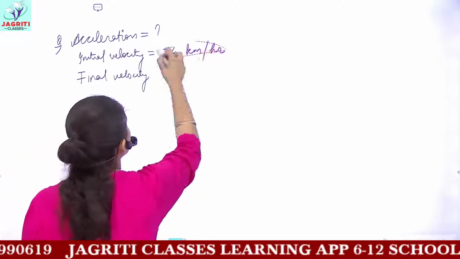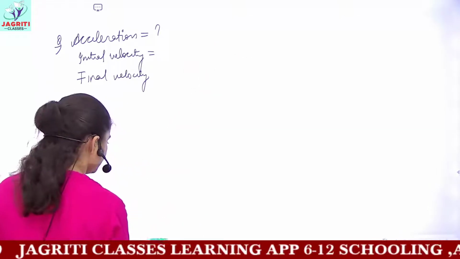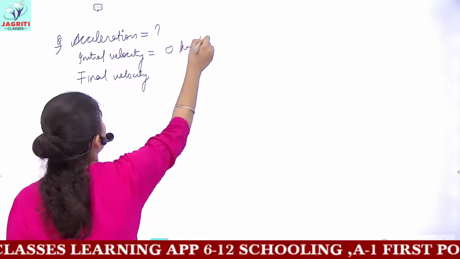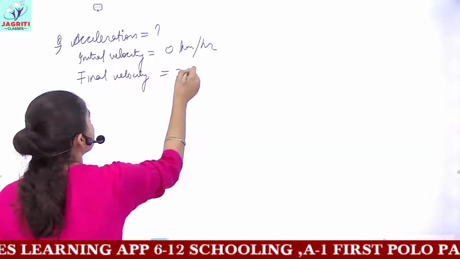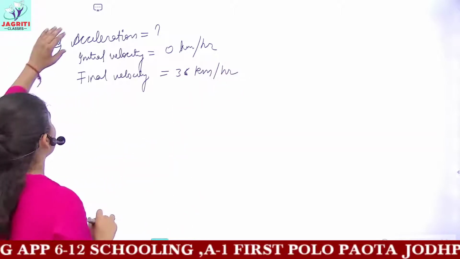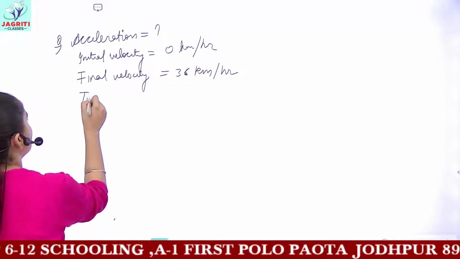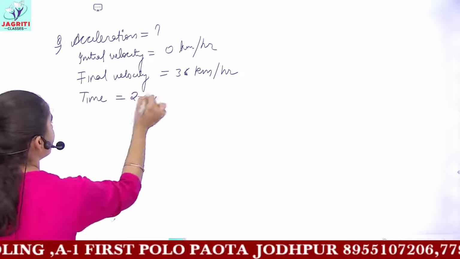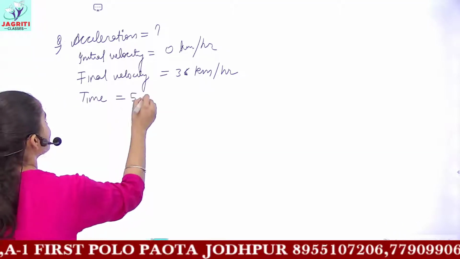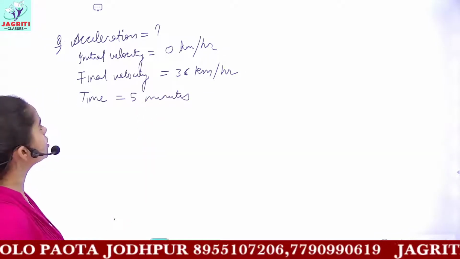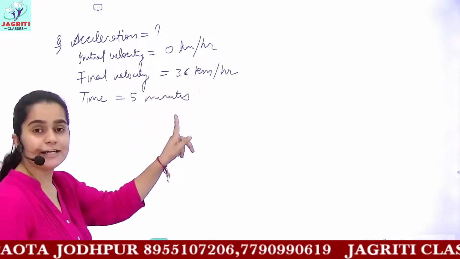Let's take one more concept which we will discuss. Initial velocity is 0 kilometer per hour and final velocity is 36 kilometers per hour. And now you are required to find the acceleration. The time which you are given is, let's take here, 5 minutes. This is the question. So first you can see that nothing is given in SI units.